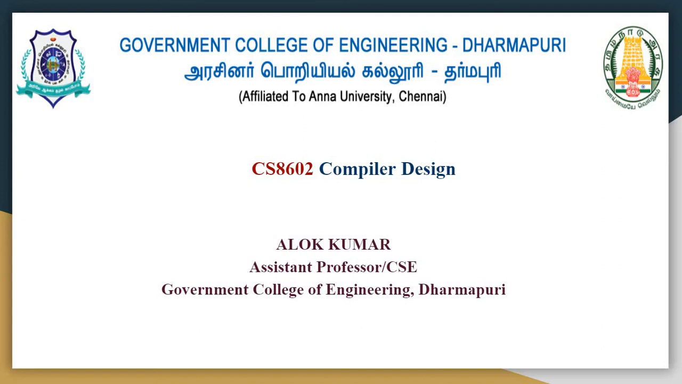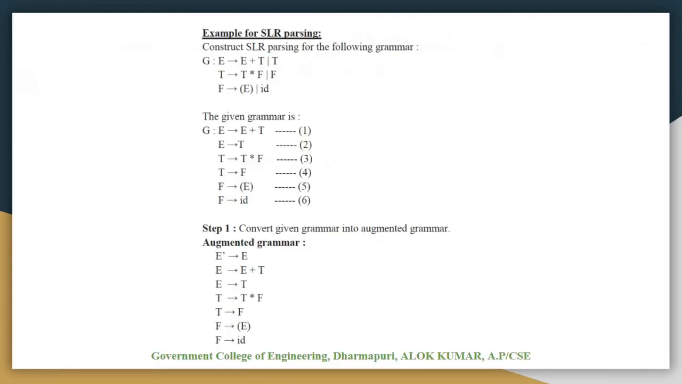So here we will see an example of SLR parsing. Here we can see one grammar we are taking. These are the production rules. E is generating E plus T, and E is generating T. T is generating T asterisk F, and T is generating F. F is generating opening parenthesis E closing parenthesis, and one more production rule, F is generating ID.